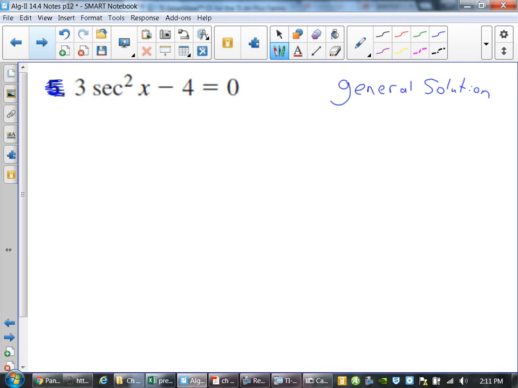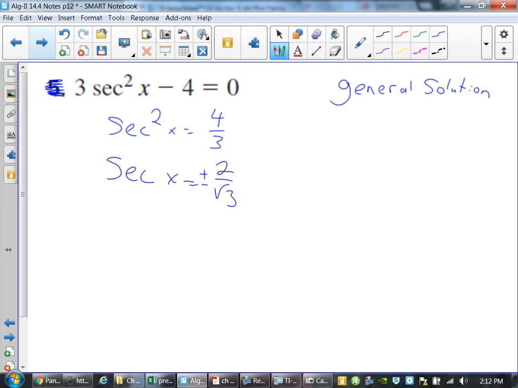What do you do first? Plus 4. Then what? Divided by 3. Now what? Good. I go plus minus. Secant is the inverse of what trig function?